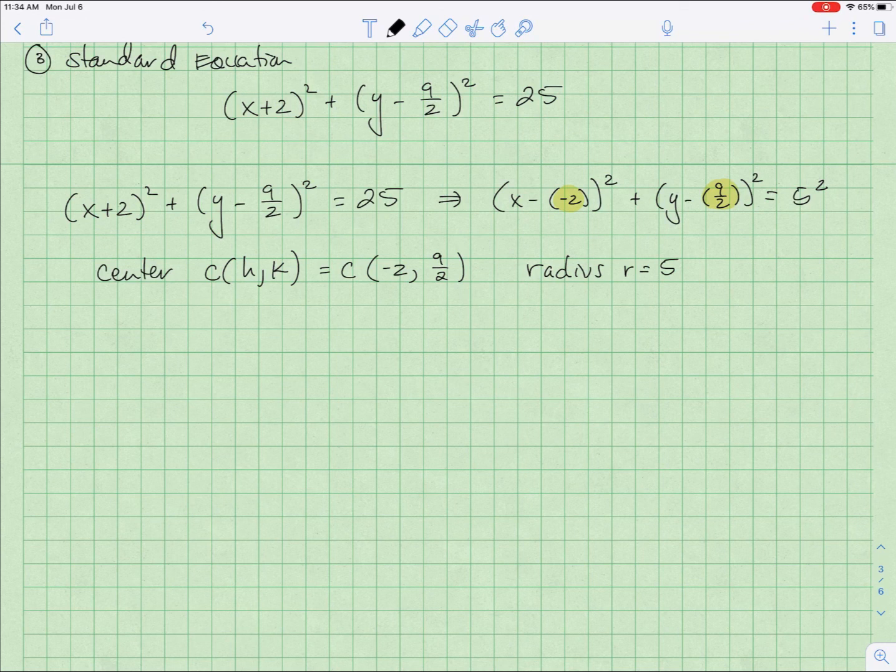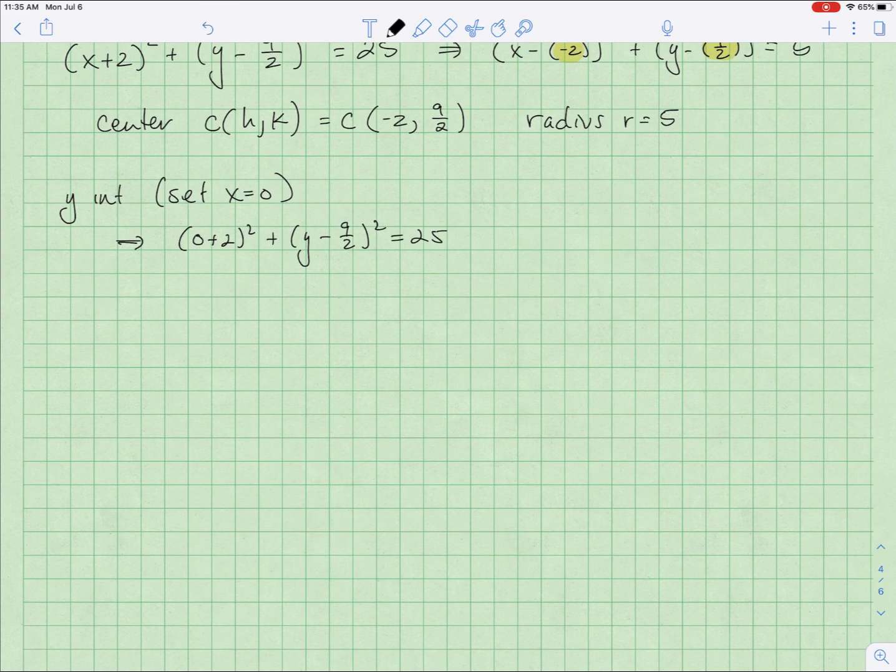Now, for the x and y intercepts, remember that for the y-intercept, we set x equal to 0. So what will that give us? In this instance, we'll get 0 plus 2 squared plus y minus 9 halves squared is equal to 25. If we square this term, it'll give us 4. And if we subtract 4, we'll get y minus 9 halves squared is equal to 21. Or y minus 9 halves is plus or minus the square root of 21, which means that our y values are 9 halves plus or minus the square root of 21.